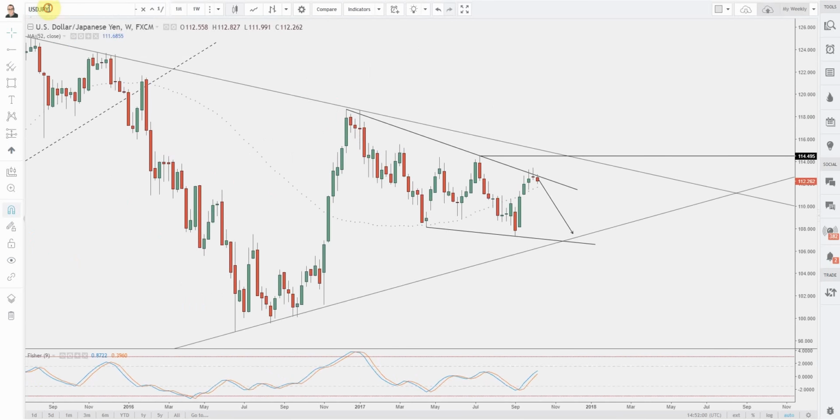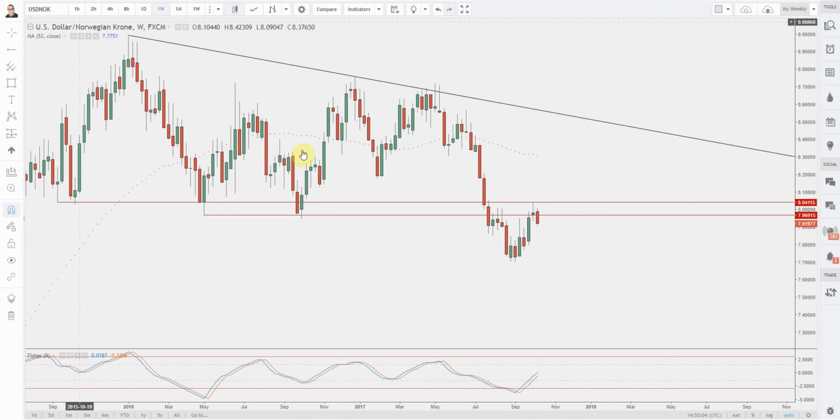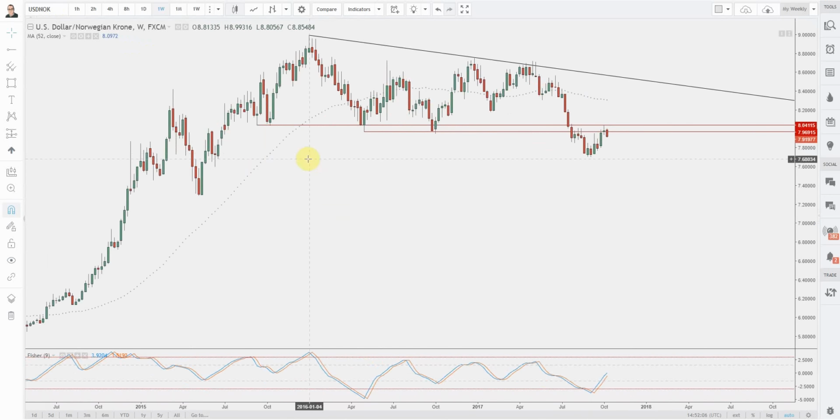Let's move to the next key pattern or setup on the USD NOK. We can see that on the weekly we have broken a key support level. Okay, this is a sideways range that was broken over here. Let me highlight it. Then moved lower and we are retesting.